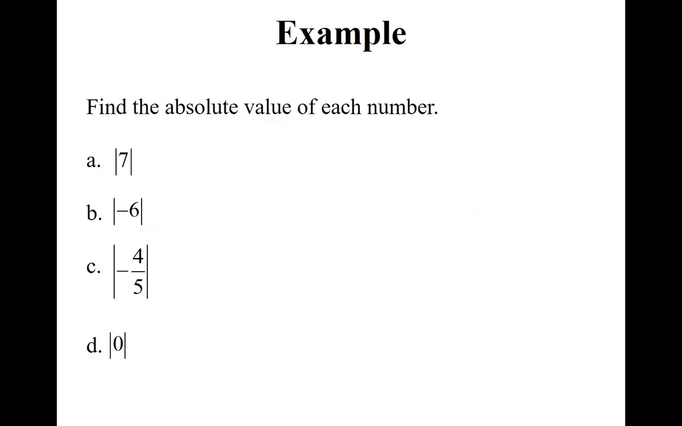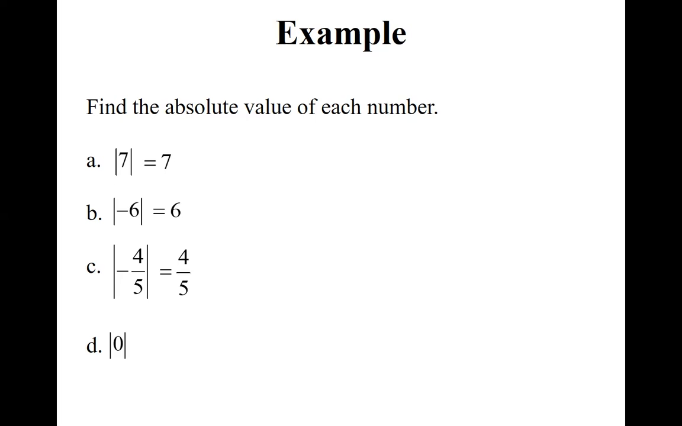So let's find the absolute value of each number. What is the absolute value of 7? Well, make positive, 7. What is the absolute value of -6? Make positive, 6. What is the absolute value of -4/5? Make positive, 4/5.